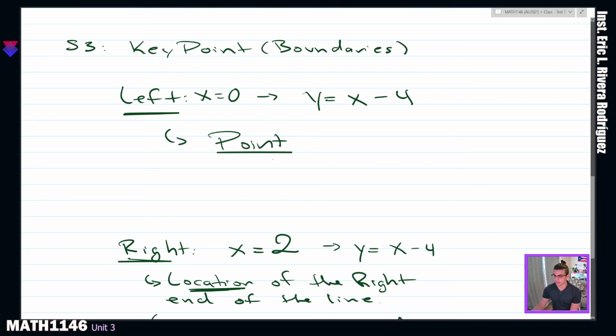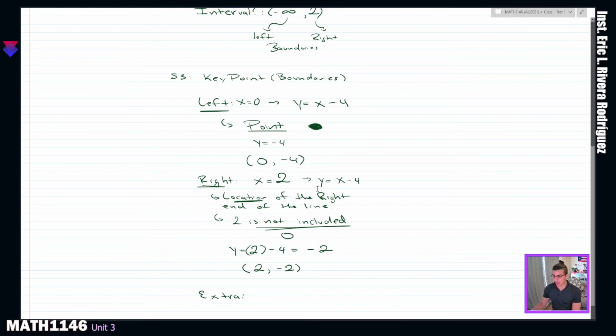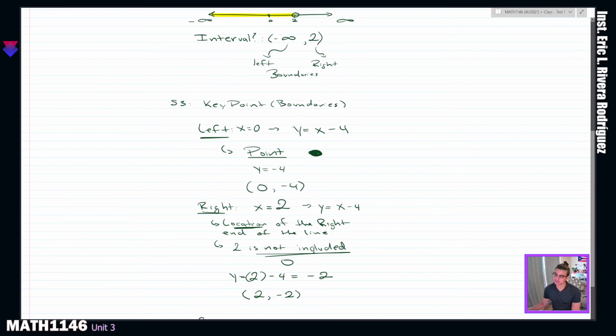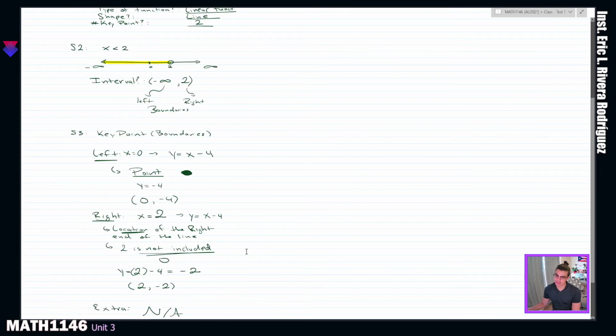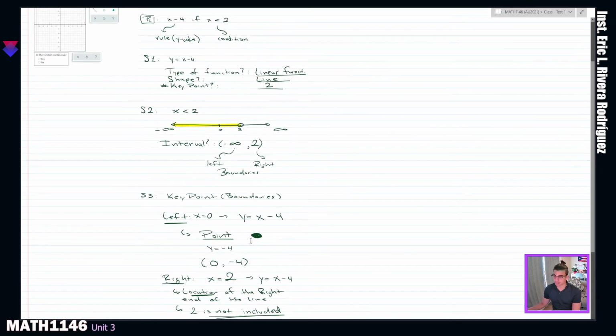So we have a point, right? We had that the y value is negative 4, and because it's a point, we are going to use a solid dot, not an open dot, so a solid dot. And then the coordinate is going to be 0 and negative 4. And because we had the 2 points, there's no need for an extra point, right? And there you have it. Those are the 3 steps.